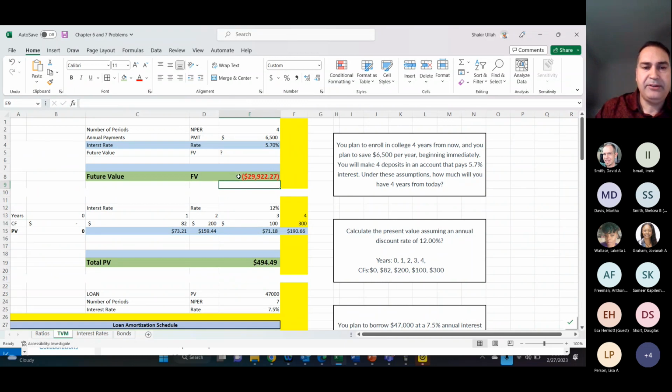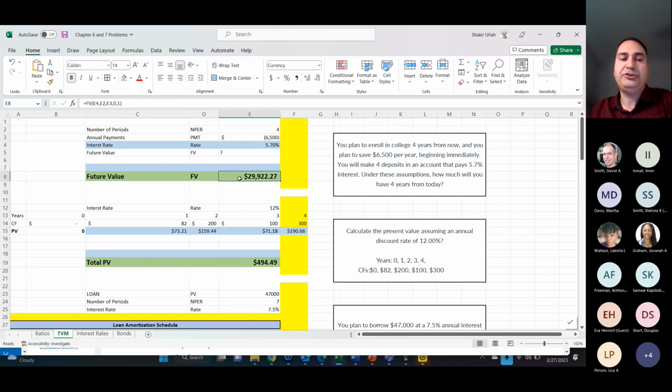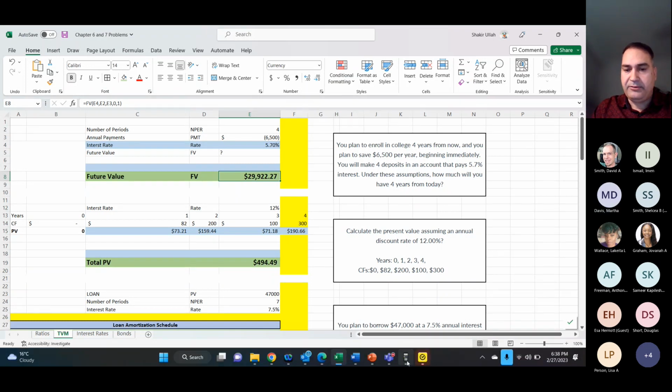Okay, now the number is negative because I have made this number positive, but if I make that payment negative, I get the future value as a positive number. So anyway, that's one of the things that you need to take care of.